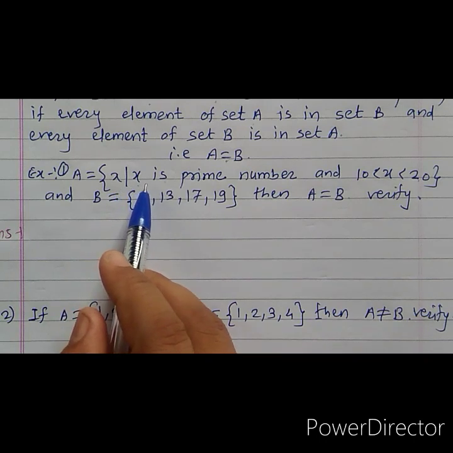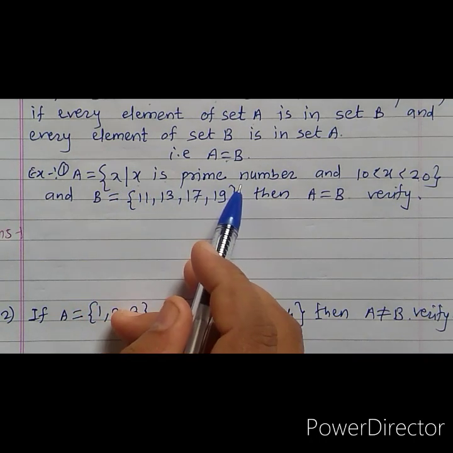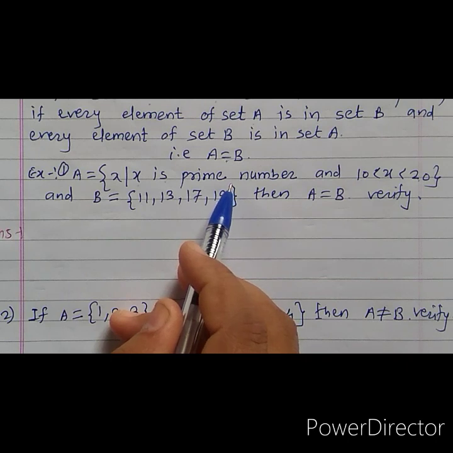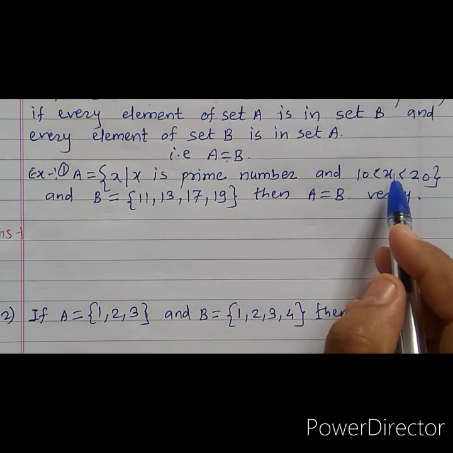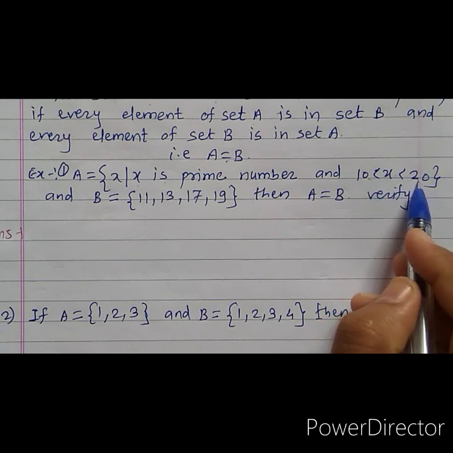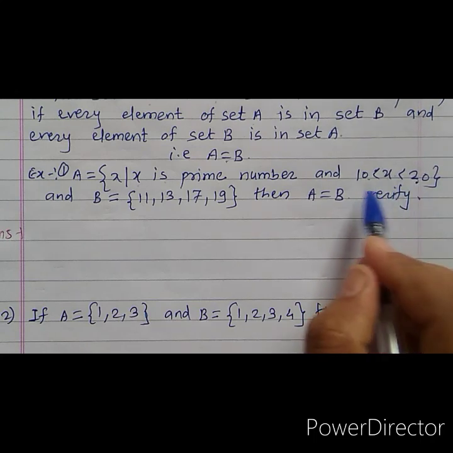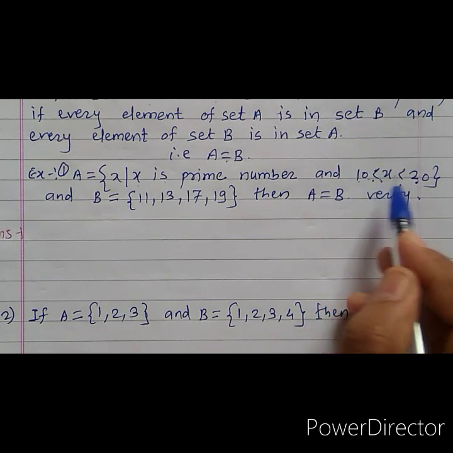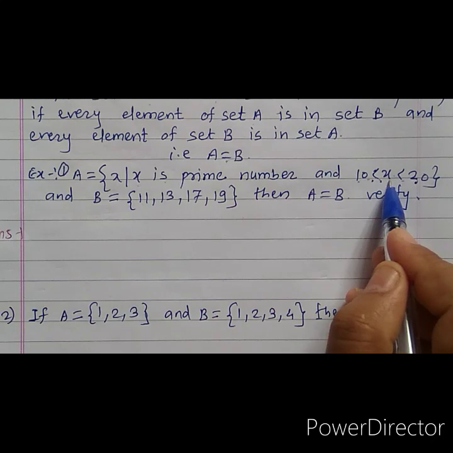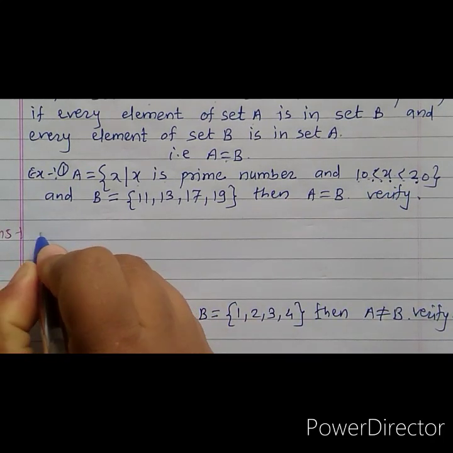Set A is given, that is x is a prime number. Prime number means a number which is divisible by 1 and itself. That is called a prime number. So here the condition is that x lies between 10 and 20. X is a prime number which lies between 10 and 20. So 10 is less than that number. It means we have to take numbers bigger than 10 and less than 20. So we have to find set A.